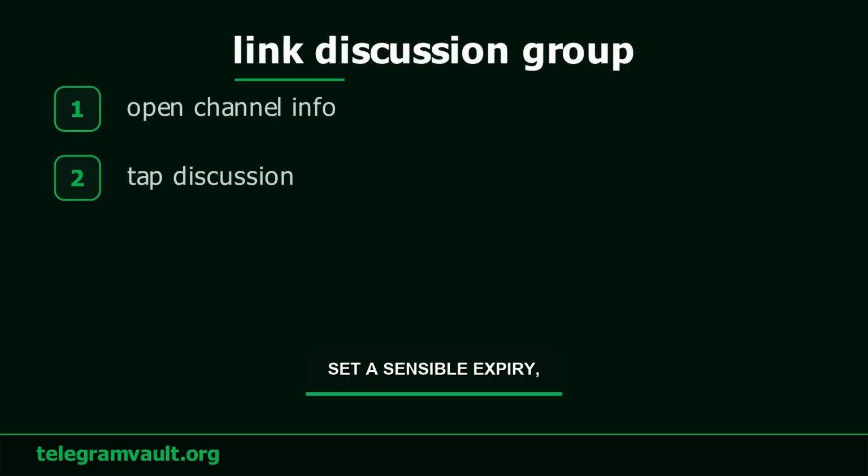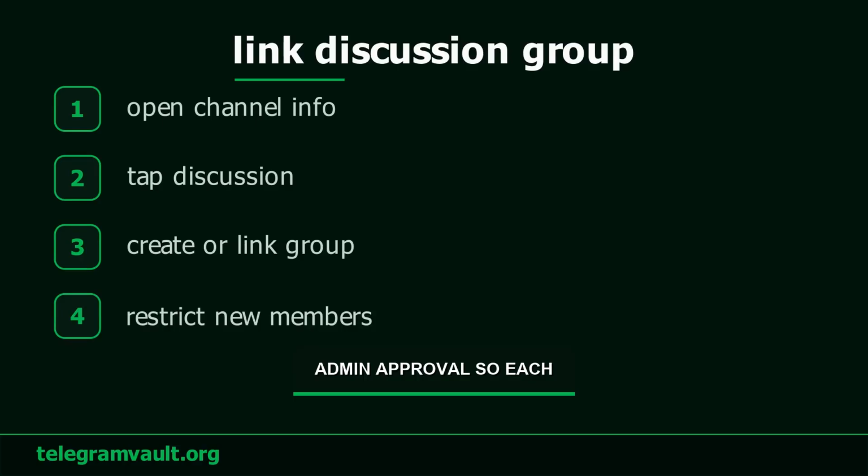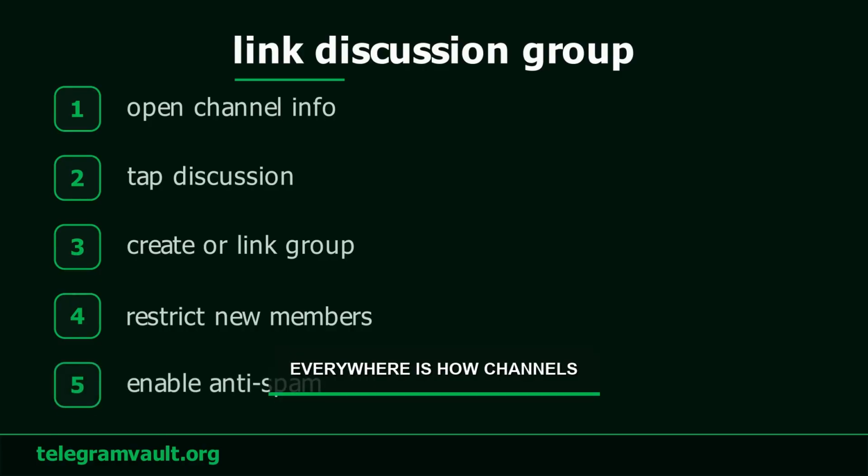Set a sensible expiry. And if a link gets abused or leaks, revoke just that one without disturbing the others. For sensitive channels, turn on require admin approval so each join is a request you approve, not an automatic entry. A single eternal link, shared everywhere, is how channels fill with spam and bots.